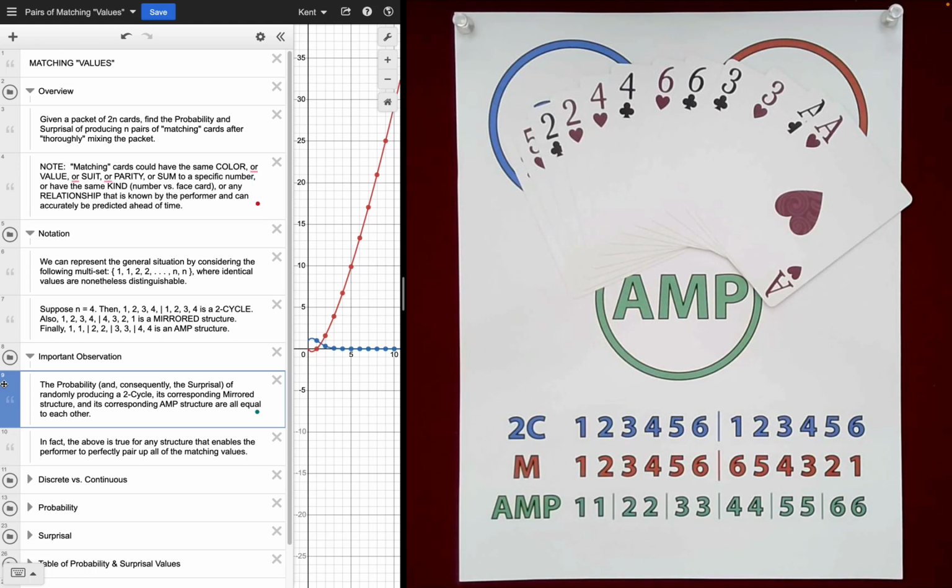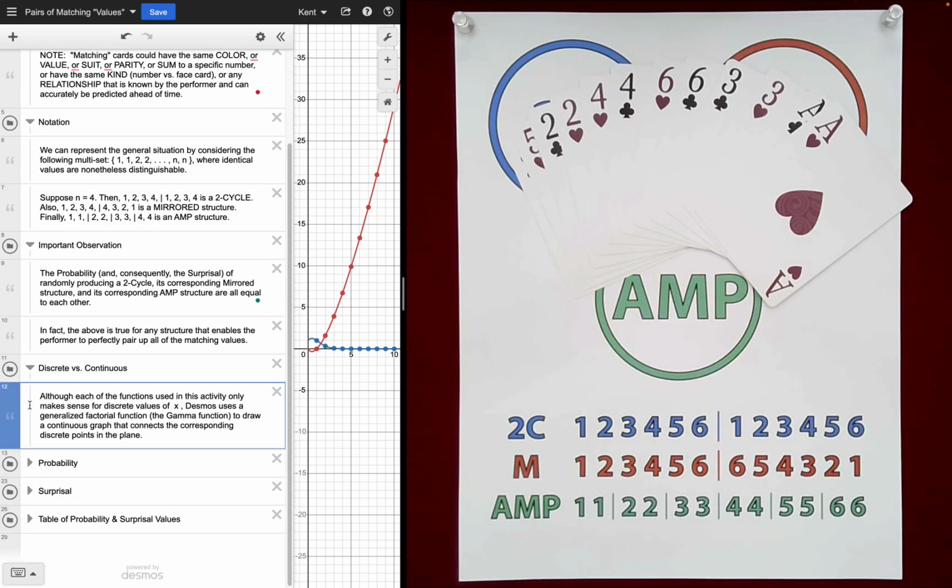Now, of course, they're not very likely to begin with, very small probabilities that you would achieve one of these by just randomly mixing the cards, of course. But regarding their individual probabilities, they are the same, despite the fact that they're small. And then I go on to say, in fact, the above is true for any structure that enables the performer to perfectly pair up all of the matching values.